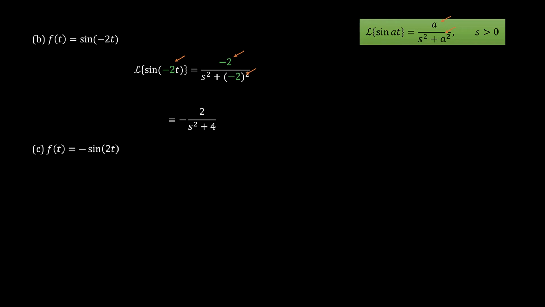Here's a little bit of an interesting one now. Part C is going to say the Laplace transform of negative sine of 2t. So I'm going to have a negative on the outside.